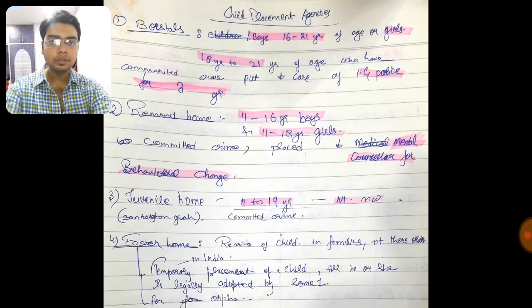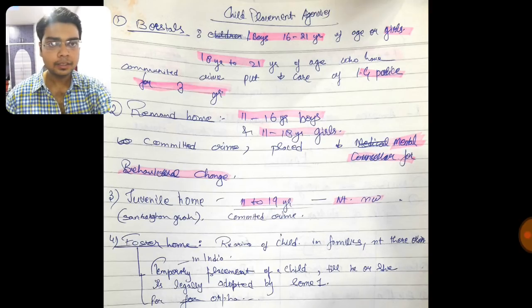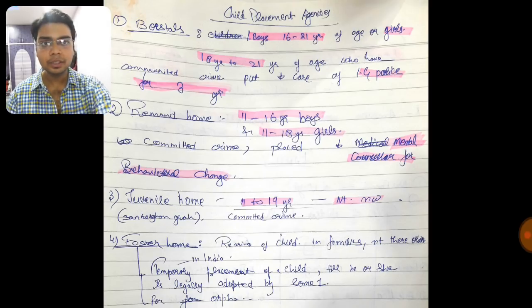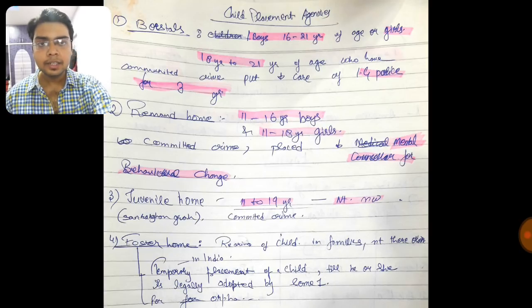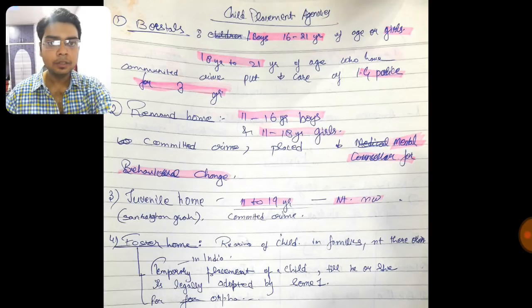Now what is remand home? Suppose a boy of 11 years does a crime, he will be put in a remand home under the medical counselor for behavioral change. Now if he goes beyond 11 to 16 years, he will be put in the Borstal. So primarily we first keep them in a remand home under the medical counselor. Then as they grow older, for boys greater than 16 years up till 21 years, for girls greater than 18 years up till 21 years, they are kept in Borstal, and before that, from 11 years to 16 years for boys, and for girls 11 years to 18 years, they are kept in remand home.